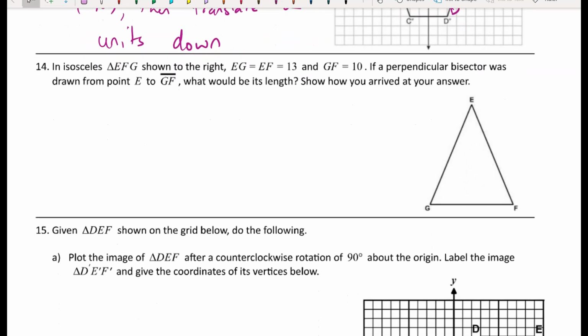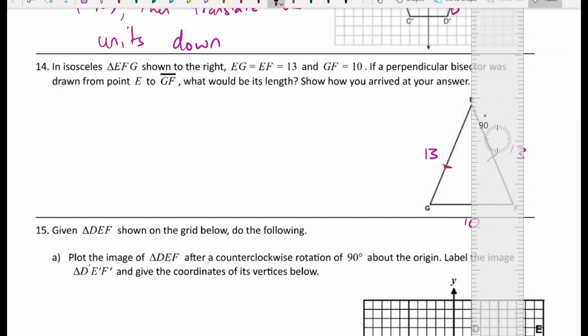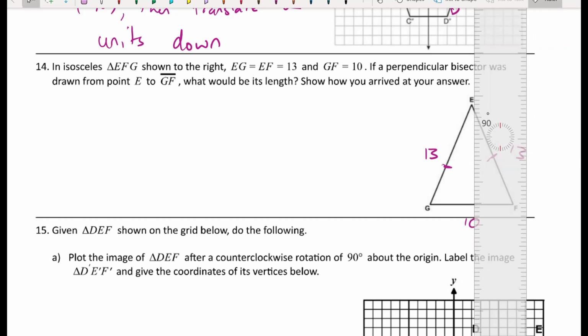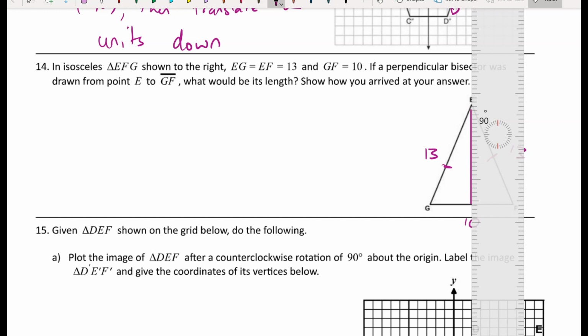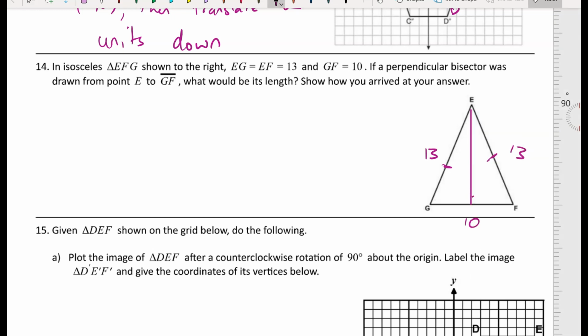Number 14. In isosceles triangle EFG shown, EF and EG are the same. They're both 13. And GF is 10. If a perpendicular bisector was drawn from E to GF, I'm going to do that right now, there should be a 90-degree angle that it makes with the base there. What would be its length? So really I'm looking for that right there.